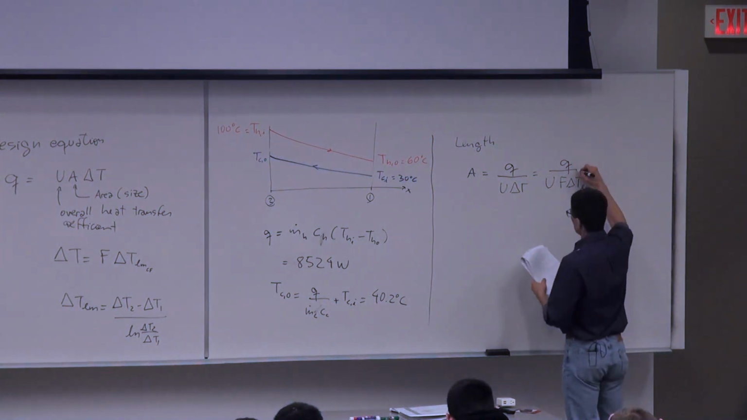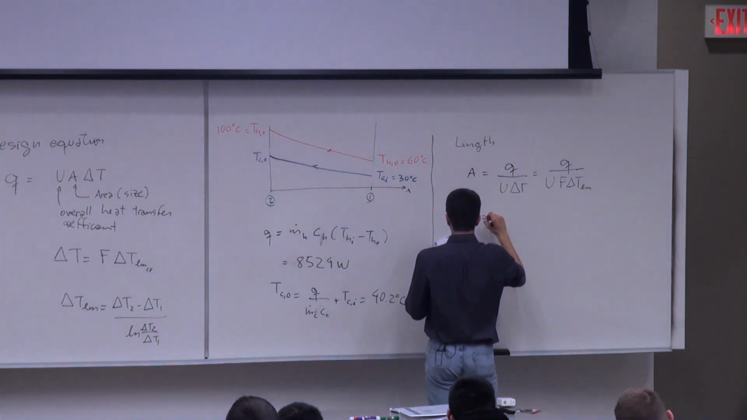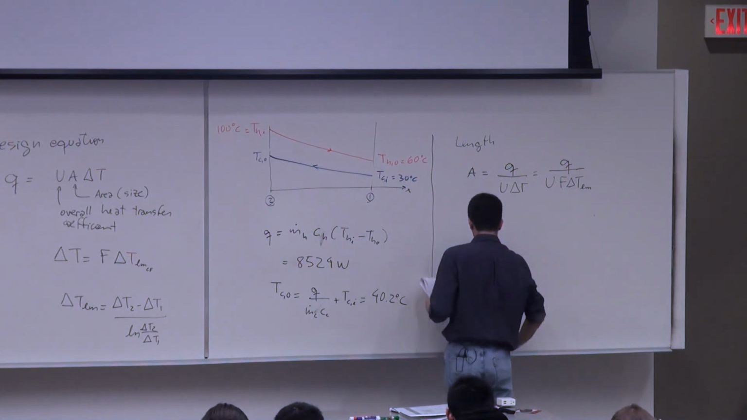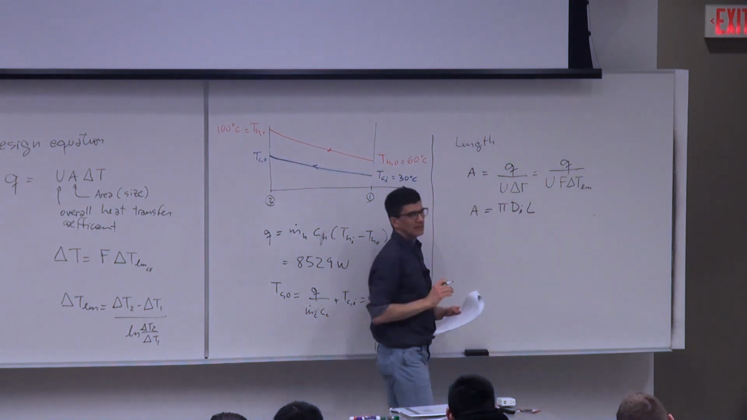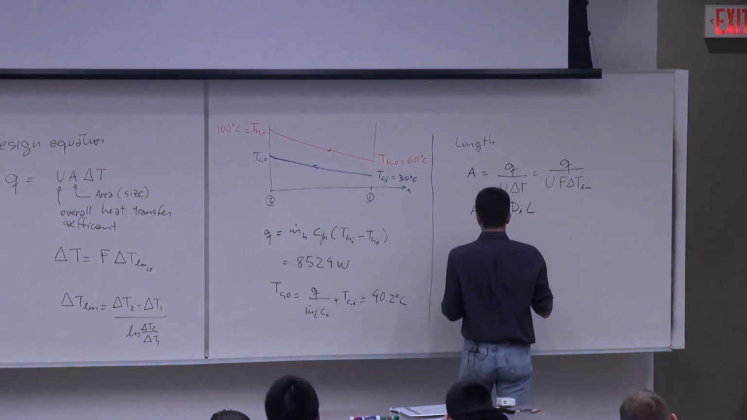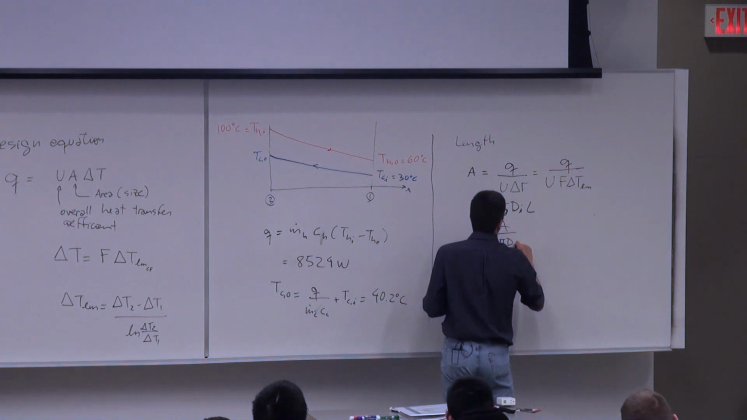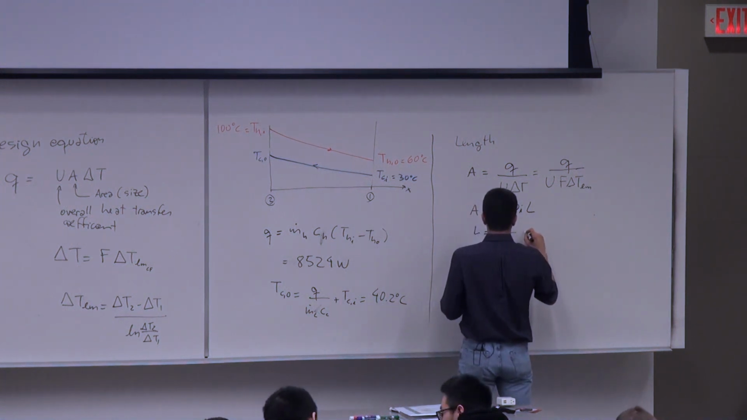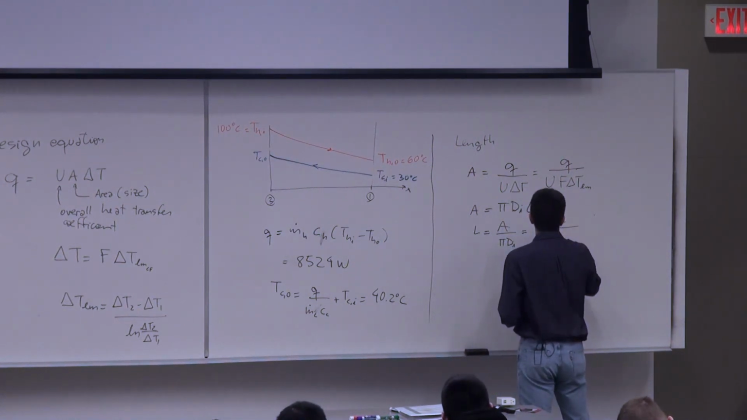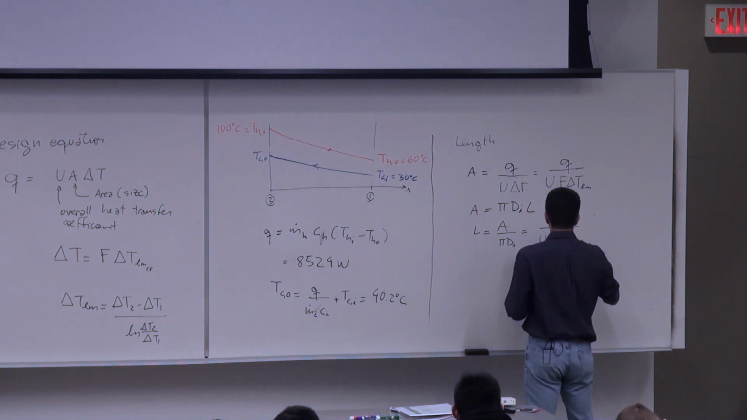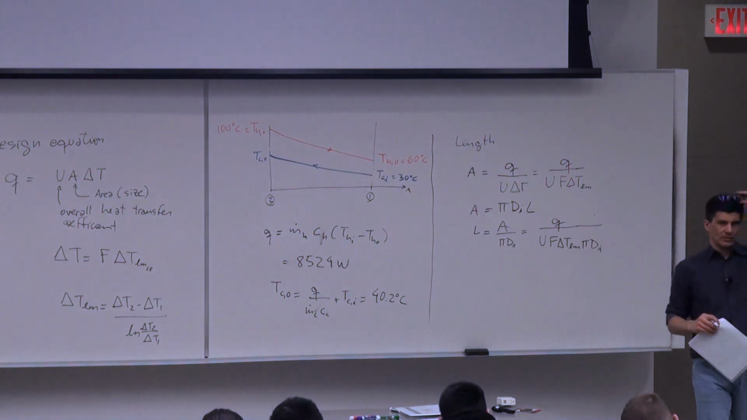And if we say then length is, area is pi diameter length, and so we would have length is area over pi d_i, and an area we had calculated it here, so we would have Q over U F delta T log mean pi d_i. What is F in this heat exchanger?